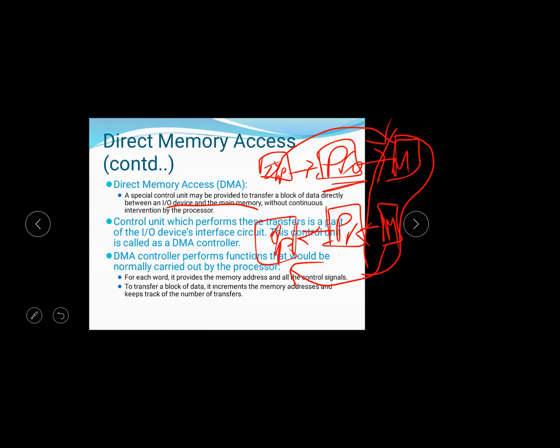For this, a special control unit may be used. One controller will be there, called the DMA controller, the direct memory access controller, a control unit which performs these transfers, as part of the IO device interface circuit. This control is called the DMA controller.